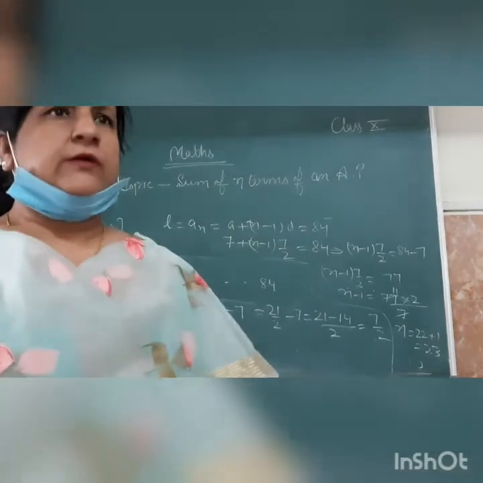Is that clear today? When the last term is given, first you can find n from the last term. When a is given and d is given, use the formula a plus n minus 1 into d. Last term means the nth term. You can denote it by last term L and an, both. Is that clear today?